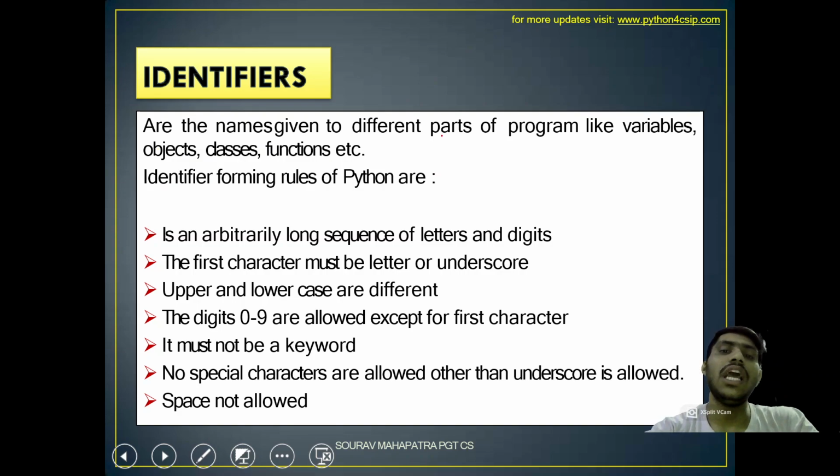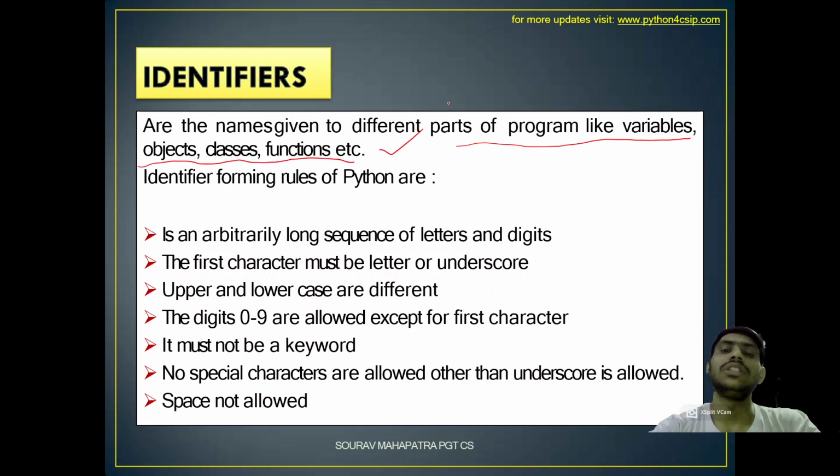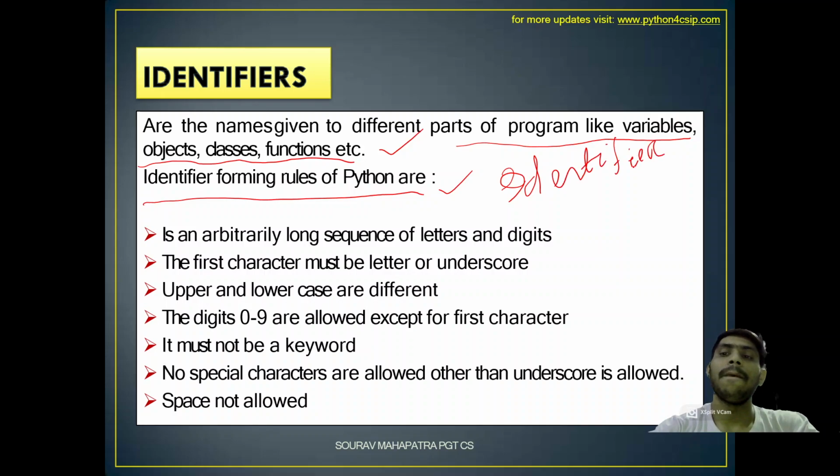Identifier is the name given to different parts of a program, like variables, objects, classes, and functions. That's why it is called an identifier. Identifiers follow some rules. Whenever you declare a variable, object, or function, you should follow one rule that is called the identifier rule. From this you will surely get one question: which one is the valid identifier or which one is the invalid identifier from the multiple options.